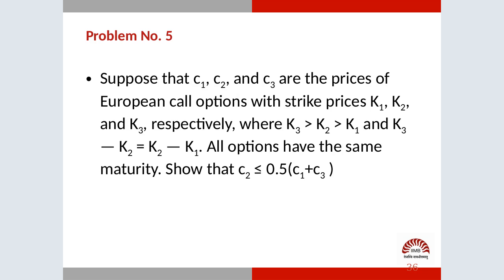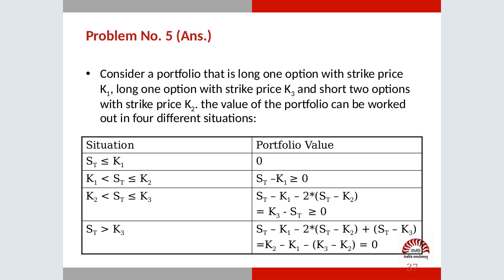Let's say there are three options, C1, C2, C3, all three are call options with strike prices K1, K2, K3, such that K3 is greater than K2 is greater than K1, and K2 is the midpoint. So K3 minus K2 is nothing but K2 minus K1. All options are of the same maturity. What we need to show is that C2 is less than or equal to half of C1 plus C3. This is basically what will show up subsequently as a butterfly.